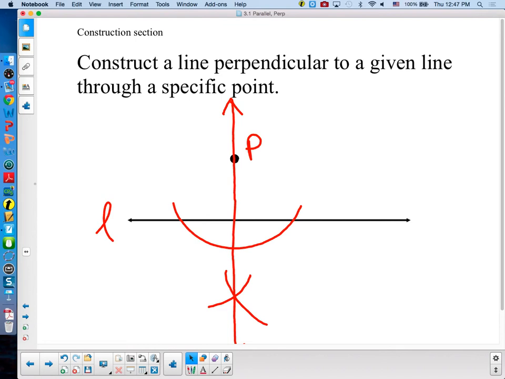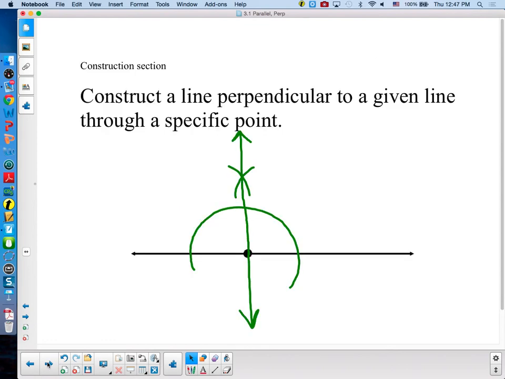Okay, on those, the point that we started with was not on the line. Most of you are ready for the next one. The next one has the point on the line. So give yourself room to do the construction, but draw a line, and the point is going to be on the line this time. We're still going to make a 90-degree angle. But the point's in a different spot.